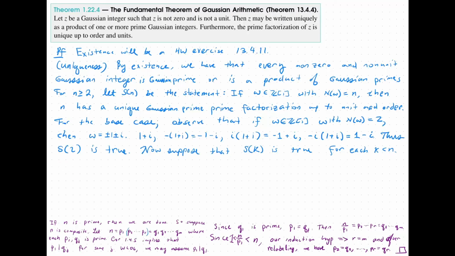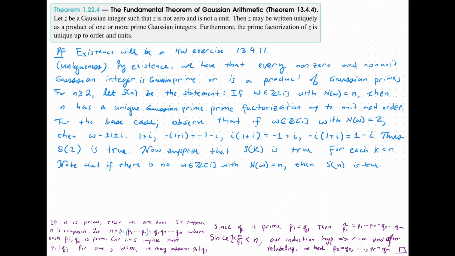So note that if there is no W in the Gaussian integers with norm of W equal to n, then S of n is true. And this is just vacuously, since the premise will be false, and false will imply true. And so this S of n will remain true.